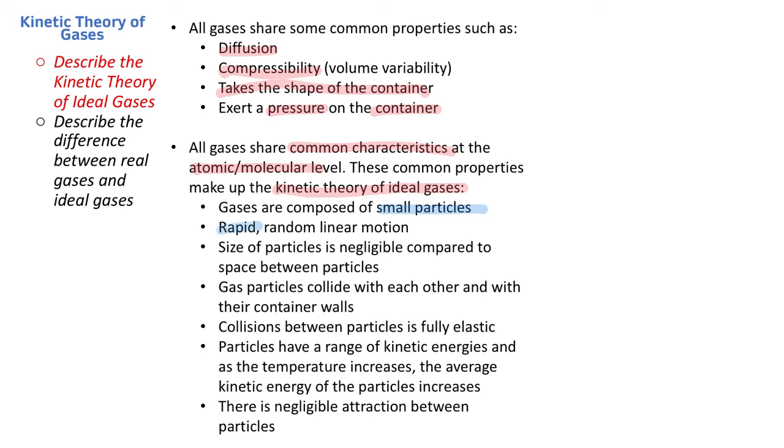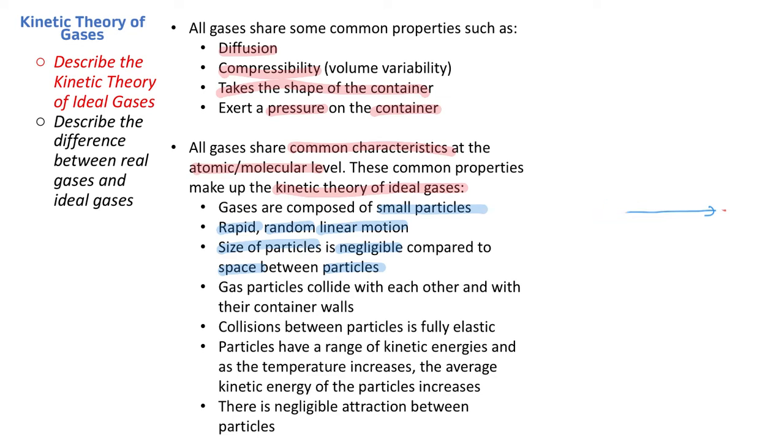They move in rapid, random, linear motion, which means they move in straight lines quickly, but randomly. The size of the particle is negligible, which means that it has no real value compared to the space between the particles. So what does that mean? Here I have 2 small particles, and the space between them is effectively infinity compared to the space that they actually take up. So that space there and that space there is so small, it's negligible compared to the space in between them, which could be counted as infinity.